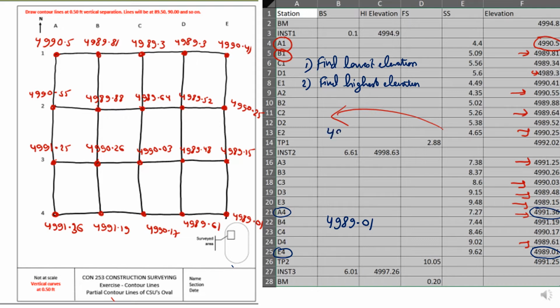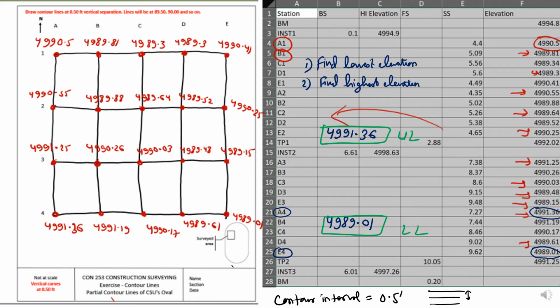So this would be 4991.36. Okay, so this is my upper limit, and this is my lower limit. So I need to fit contour lines between this interval. And since our contour interval is 0.5 foot, it means that the vertical separation between the contour lines is 0.5 foot.